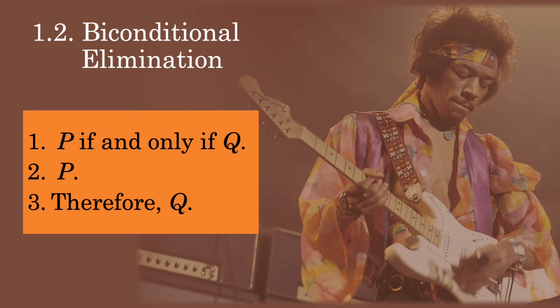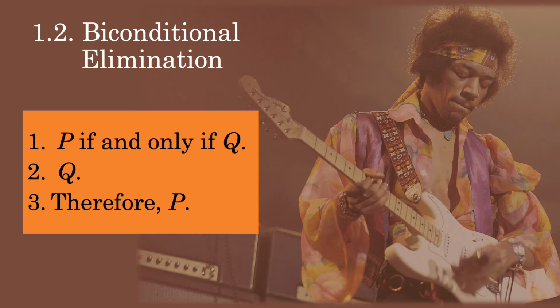The more general rule for this is P if and only if Q, P, therefore Q. In our example, P would stand for Hendrix is the greatest guitarist, and Q would stand for no other guitarist is better than Hendrix. Unlike regular conditionals or material conditionals, biconditionals go in both directions. Hence, the following is also a legitimate application of biconditional elimination.